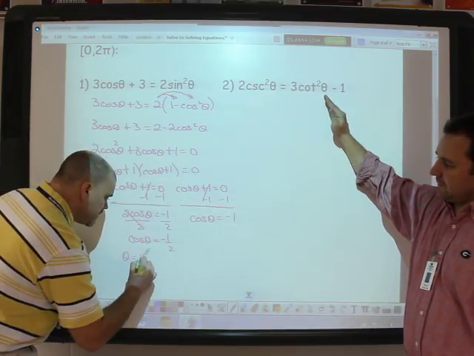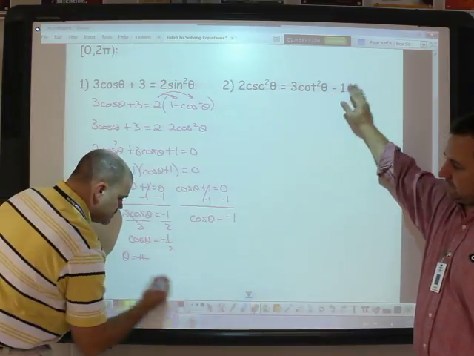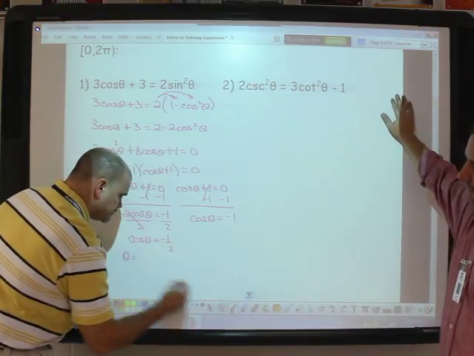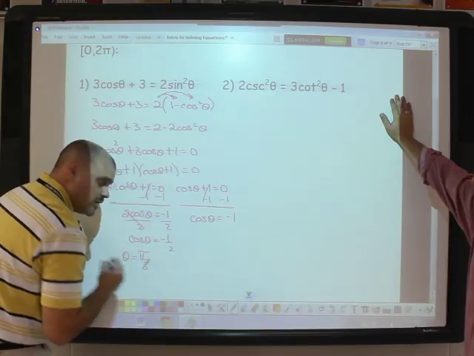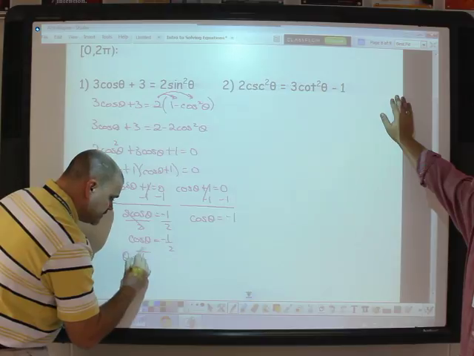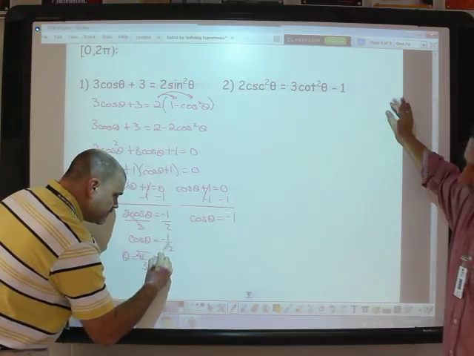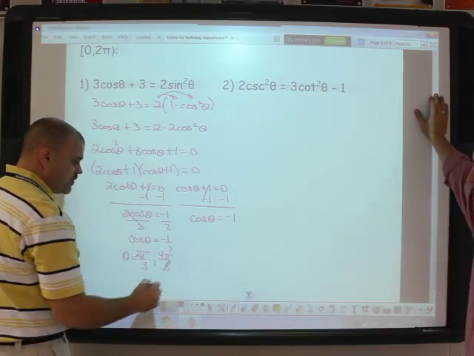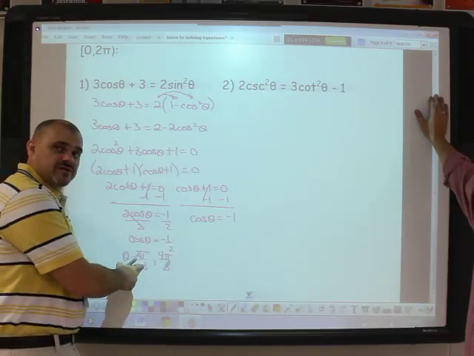So theta equals pi over 3. Well, that's only the reference angle. So we've got to be in the second quadrant, so that should be 2 pi over 3. And 4 pi over 3 in the third quadrant. That's a 2 pi over 3 in case you can't read that.